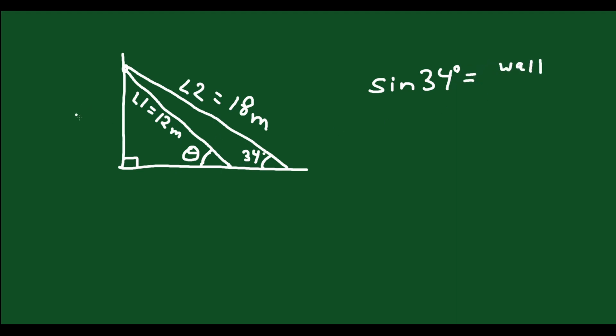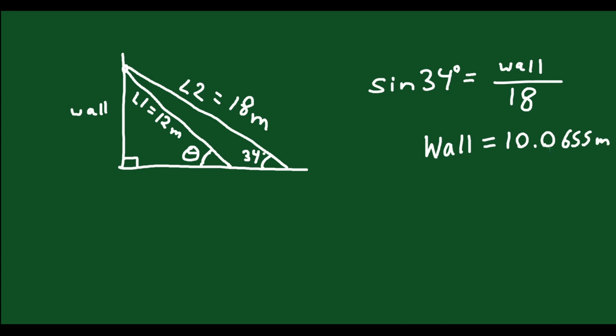I'll call it the wall, right? That's your wall. Opposite over hypotenuse, which is 18. Okay, multiply by 18, you find that the wall is equal to 18 times sine 34. That's going to come out to about 10.0655 meters. You can round your answer, but I'm going to keep it with that many decimals just to make my final answer more accurate, because again, this is not your final answer.